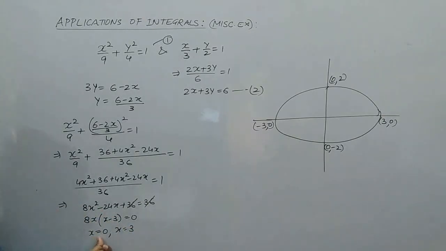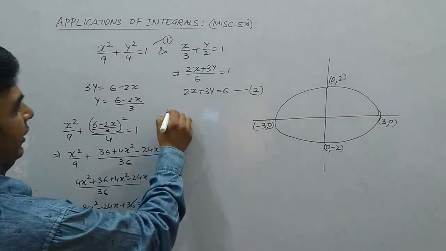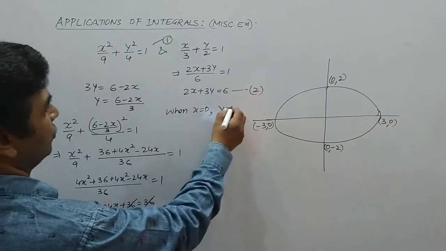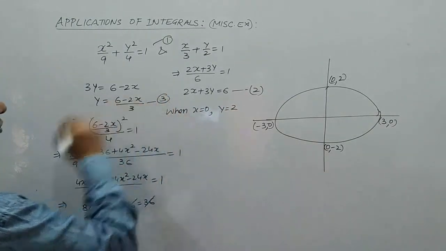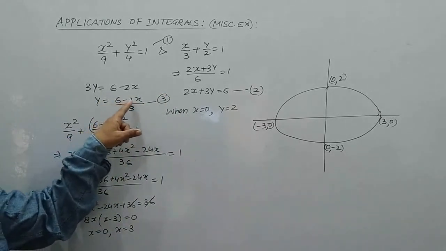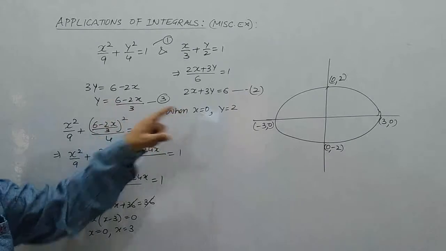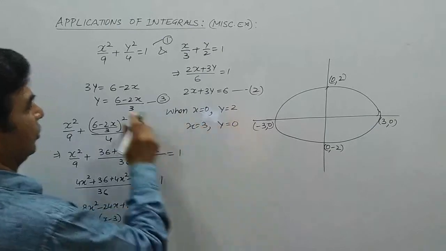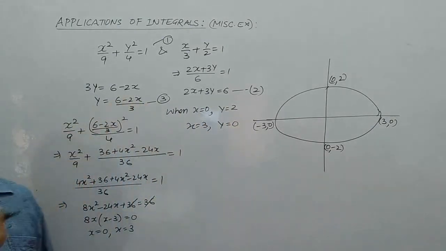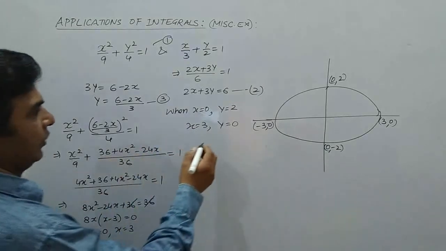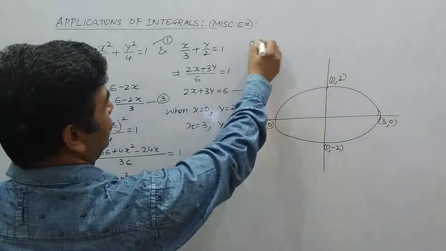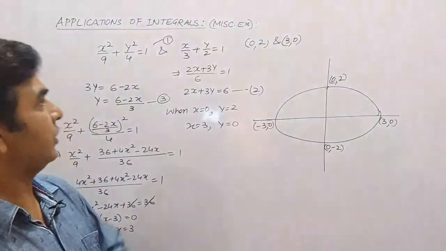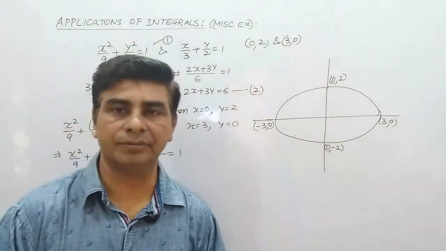So whenever x is equal to 0, what will happen? The value of y will be 2. You can put it in equation number 3. Whenever x is 0, 2 into 0 is 0, 6 minus 0 upon 3 is 2, and whenever x is equal to 3, the value of y is 0, because 2 into 3 is 6, 6 minus 6 is 0, 0 upon 3 will be 0. So the points of intersection are 0, 2 and 3, 0. These are the points where this ellipse and the line will intersect each other.